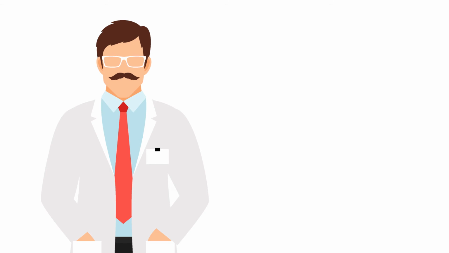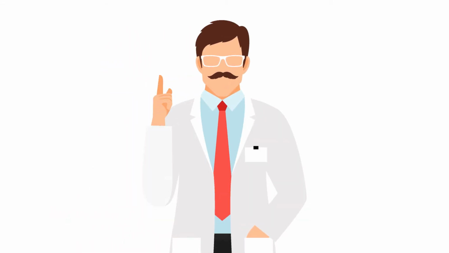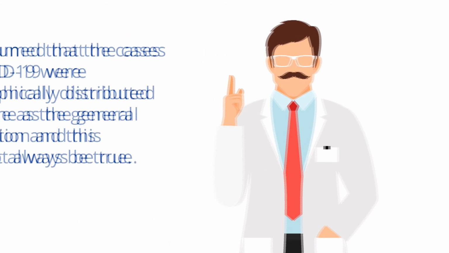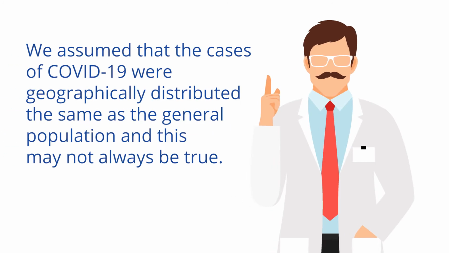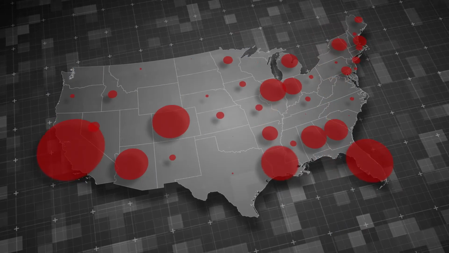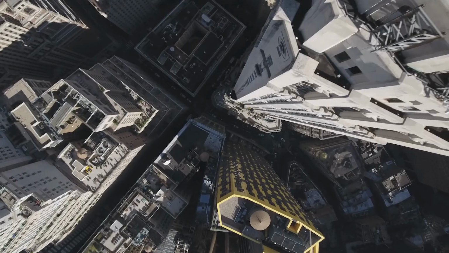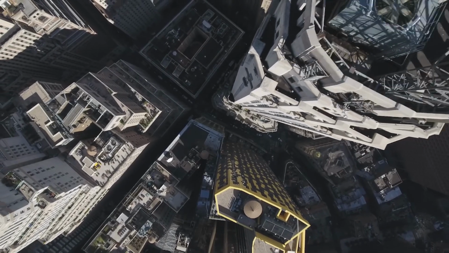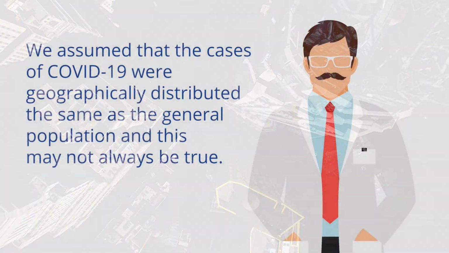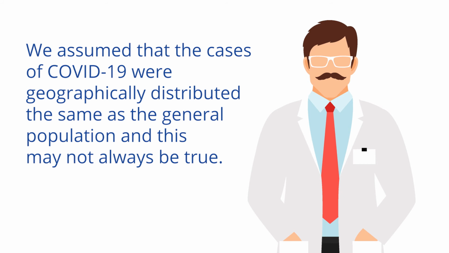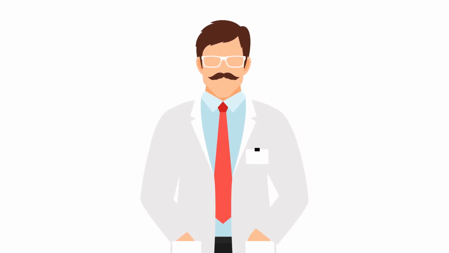Limitations. Before we close, it is important to note a major limitation when using this approach. The method we used to convert county-level data into census tracts assumed that the cases of COVID-19 were geographically distributed the same as the general population, and this assumption may not always be true. While we know the cases of COVID-19 are associated with the geographic distribution of the population, other factors, such as income and education level, may also impact the distribution of cases. As a result, caution should be used when interpreting findings based on this approach.